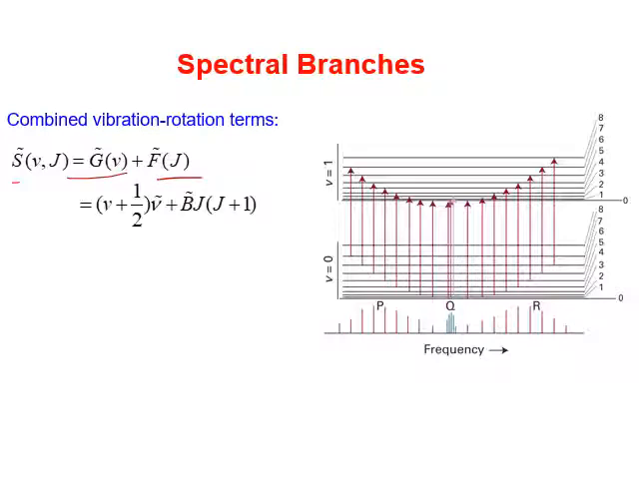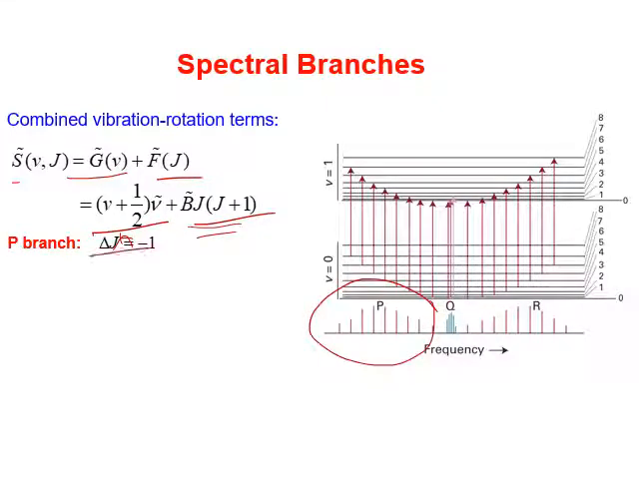And in this equation, we ignore anharmonicity. So the first term is due to the harmonic oscillator vibration. And for the second term, we ignore the bond distortion, so it's only due to the rigid rotor rotation. Okay. And for the P branch, these are the P branch.